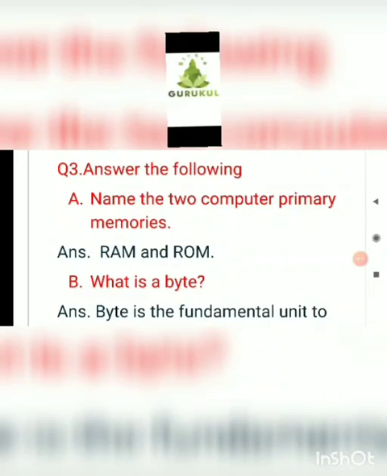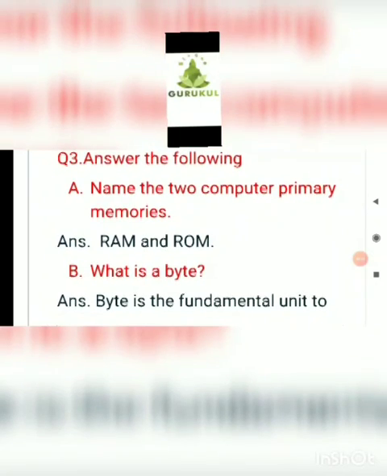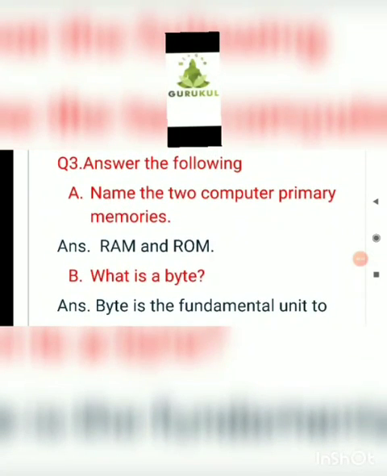Question number A. Name the two computer primary memories. The answer will be RAM and ROM. Kids, the computer memory is divided into two types. First one is primary memory. The second one is secondary memory. But again, the primary memory is divided into two types, RAM and ROM.